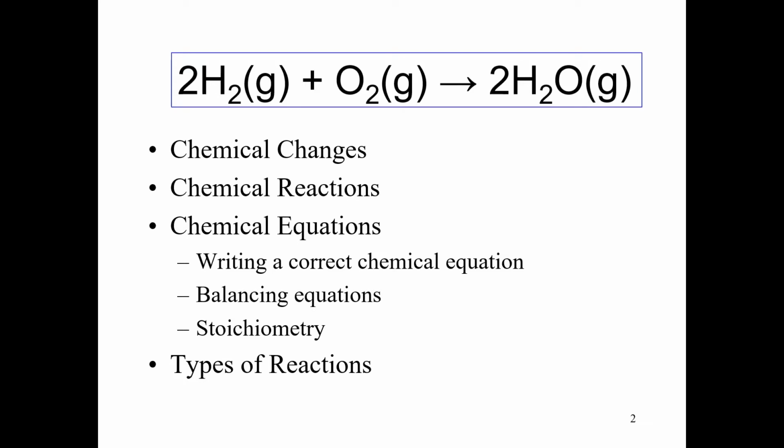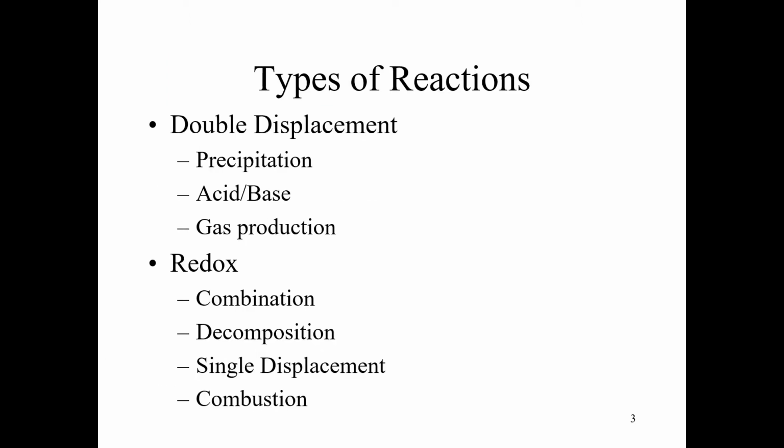Another thing to review is that in looking at chemical equations, based on the types of rearrangements that we note in the chemical equation, we can classify reactions into different types, right? So let's see if you remember what are some of the types of reactions that we classify. Okay, we have double displacement reactions, which include precipitation reactions, acid-base reactions, and many gas production reactions. And then we have another large category, the oxidation-reduction or redox reactions, that include combination or synthesis, decomposition, single displacement, sometimes called single replacement, and combustion reactions.